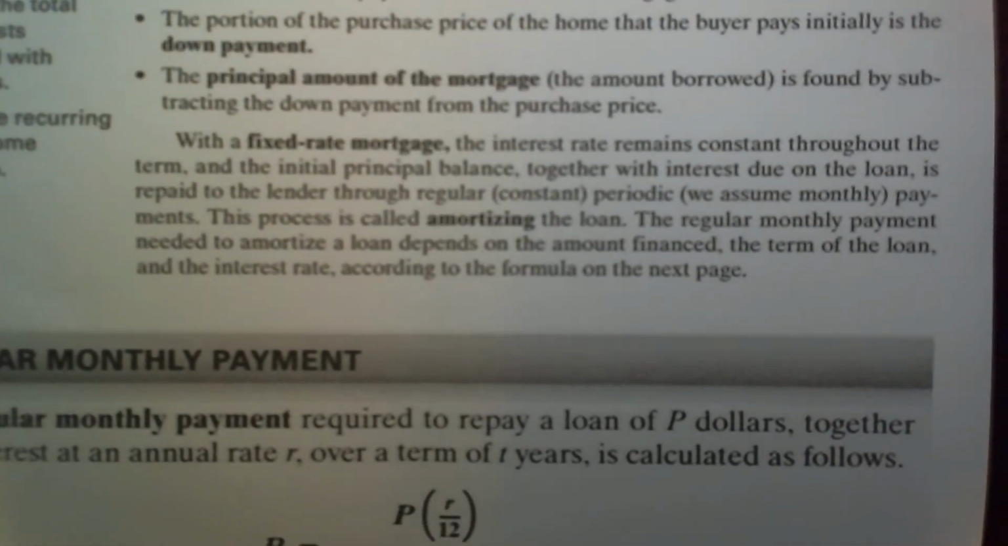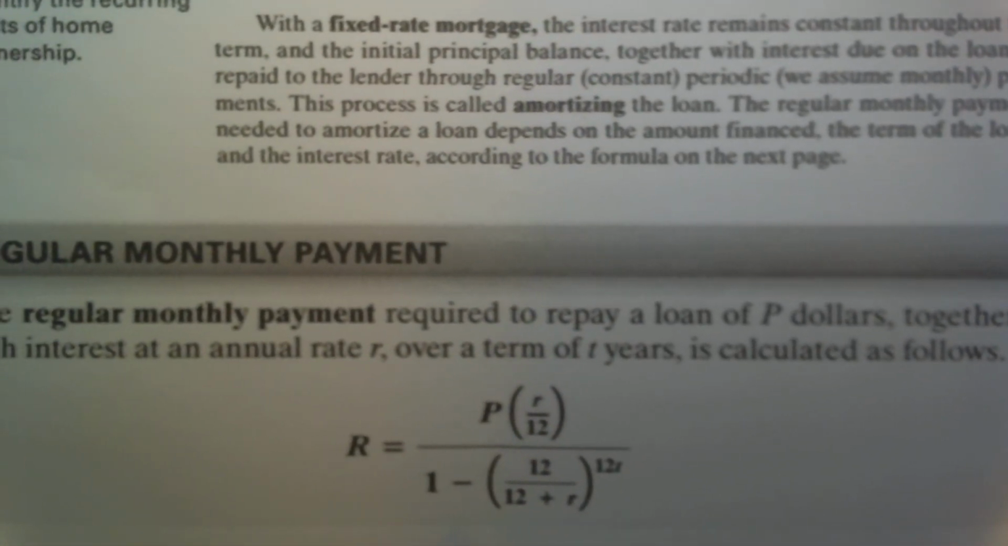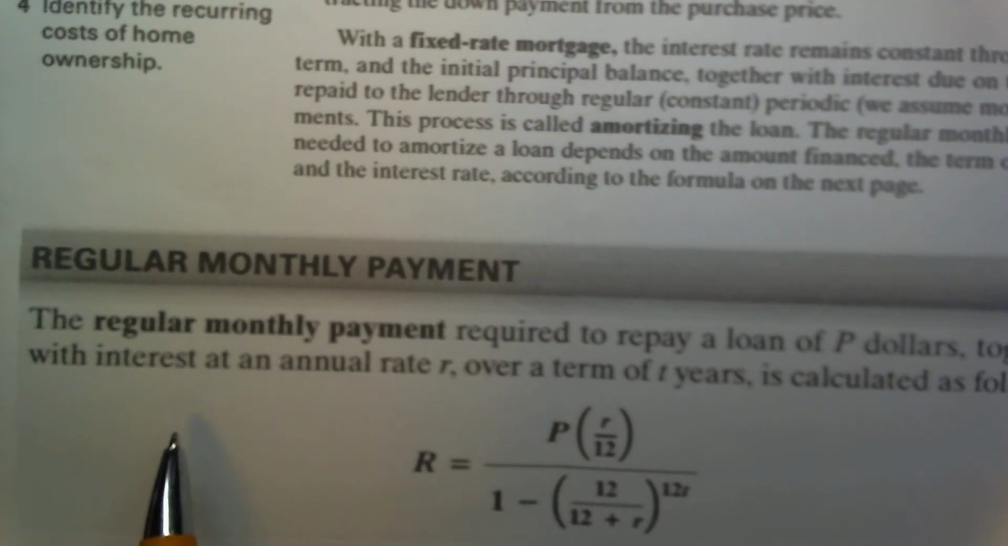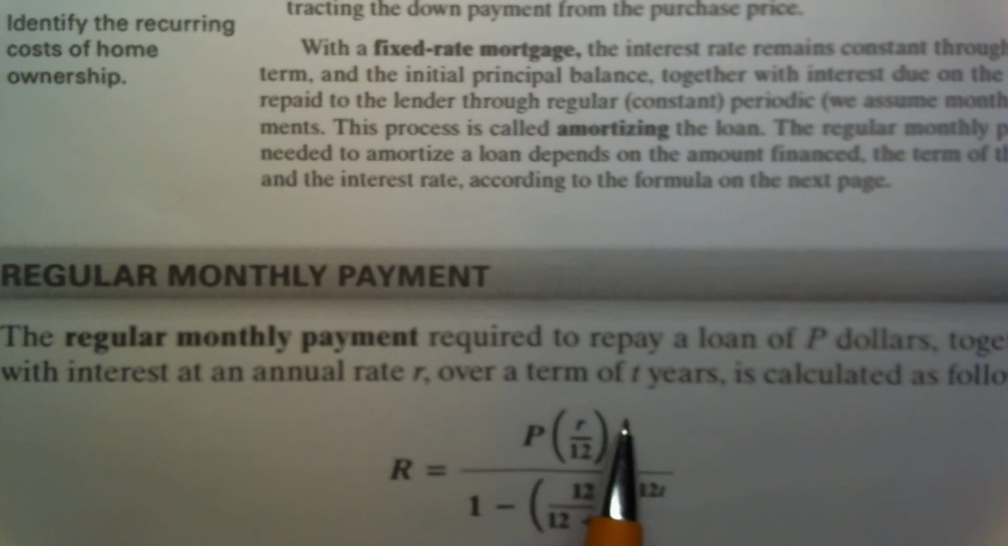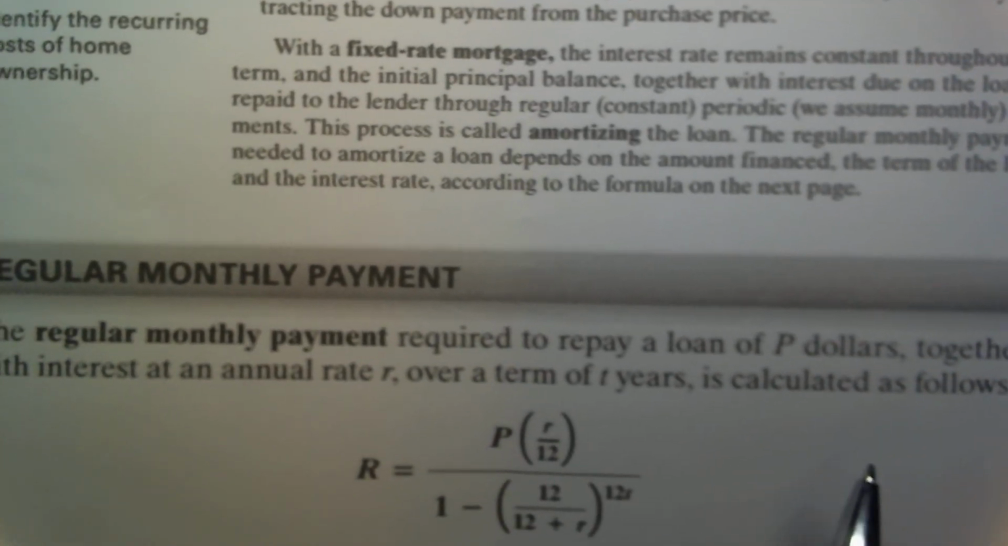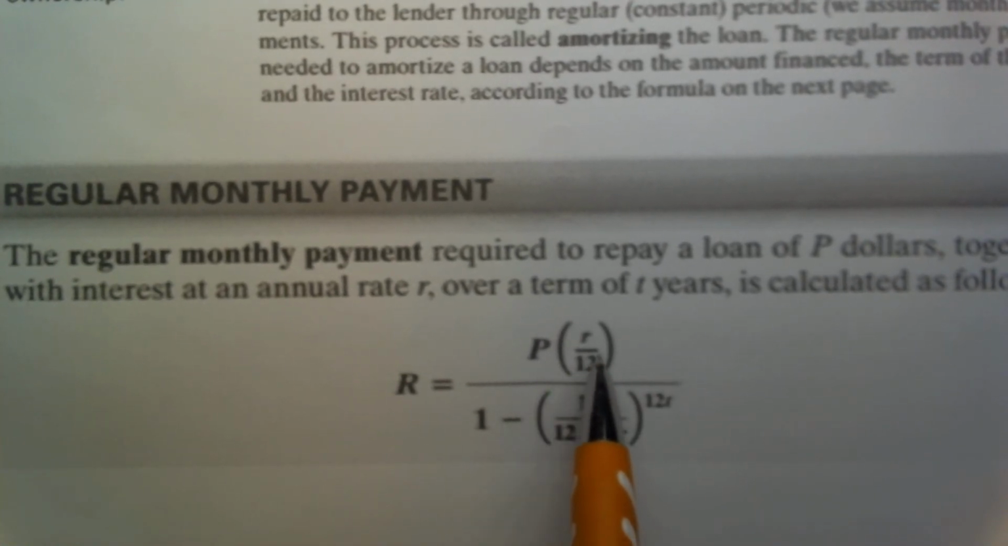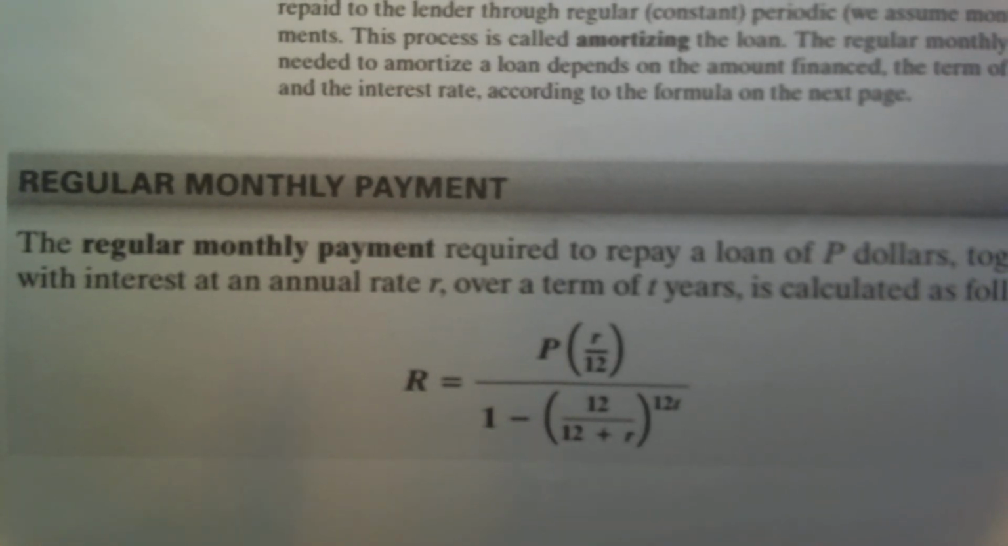So here is the formula for the regular monthly payment, which we'll be using in a little bit. The regular monthly payment required to repay a loan of P dollars together with interest at an annual rate R over a term of T years is calculated as follows. M equals P, the loan amount, times R divided by 12, all divided by 1 minus 12 divided by 12 plus R, raised to the 12T power. As I said, we'll be using this formula in just a moment.